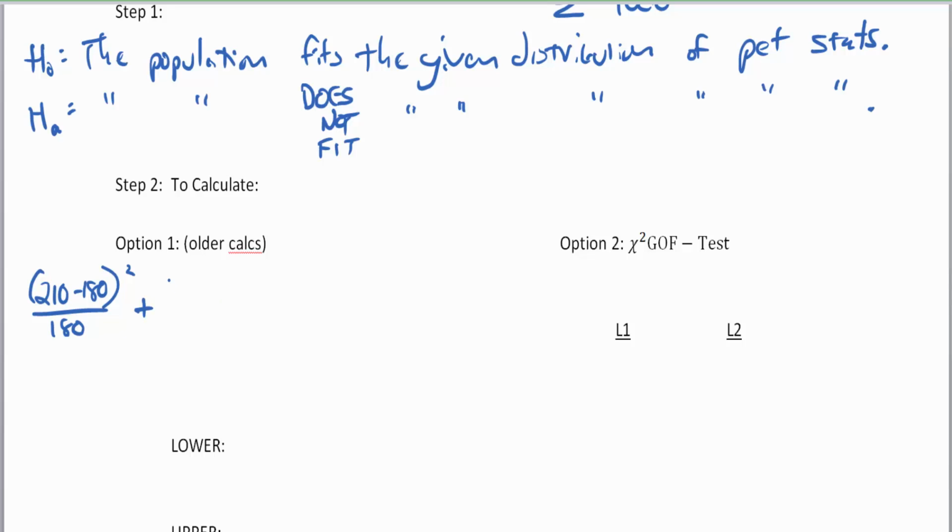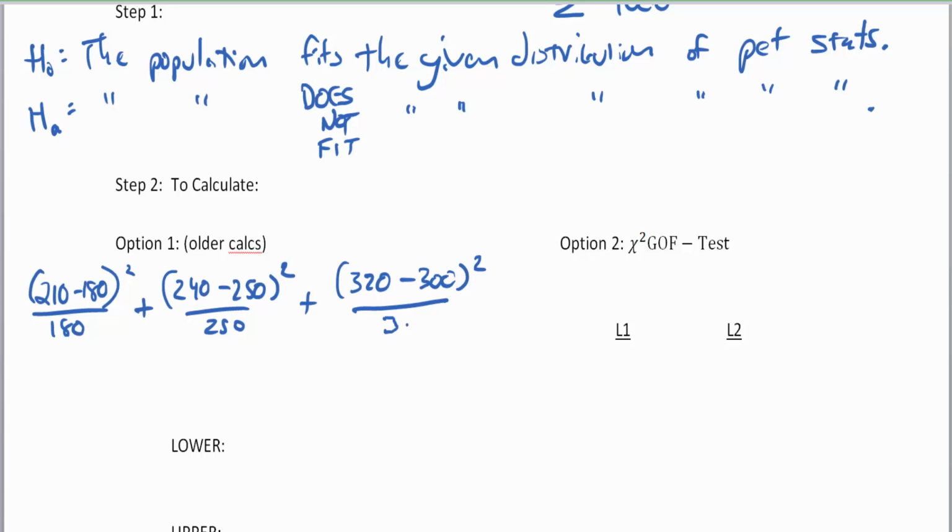And here's the second one. We're going to take the observed, 240 minus 250 squared, divided by 250. And we're going to do the third one, 320 minus 300 squared, divided by 300. And again, you're always dividing by your expected. It's easy to make a mistake when you go observed minus expected. Sometimes you accidentally subtract by the observed, or you leave the square off, or some other silly mistake.